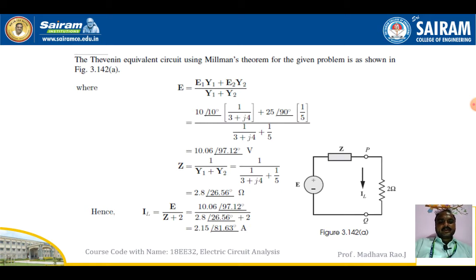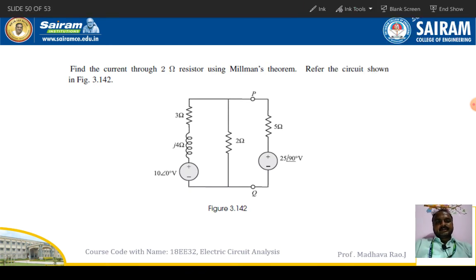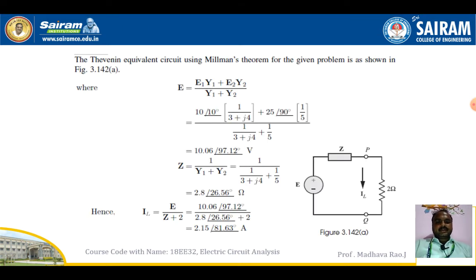First we have to remove that resistor. Where is that resistor? We have to remove this resistor and apply Millman's theorem formula. Then we can find out the voltage and then we can find out the impedance. Once you have calculated the voltage and the impedance, we connect the circuit.